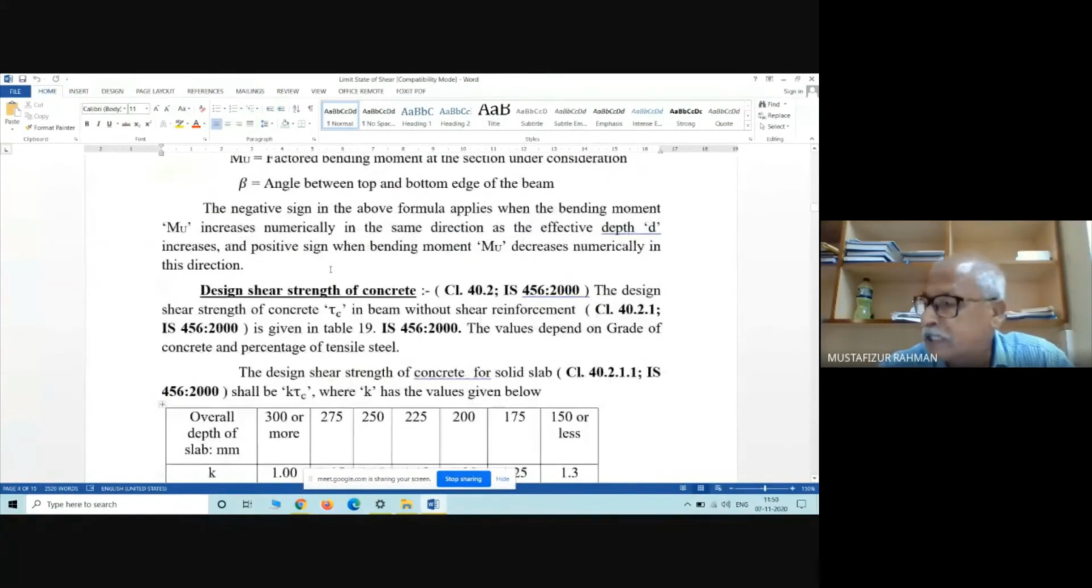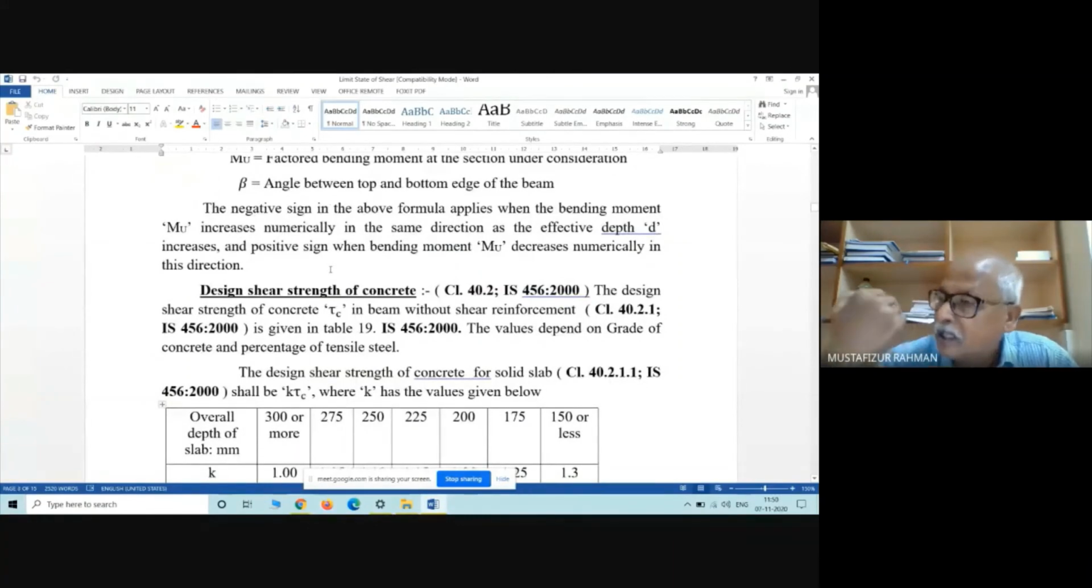Say percentage of steel is 0.2%. So now come here, say 0.2%. It is not here, there is 0.15 and 0.25. So somewhere by interpolating we can find out. If we take say 0.25%, for M20, that is 0.36. That means 0.36 Newton per millimeter square is the capability to resist the shear, the resisting capacity of this particular section. Now, that means we know this tau V and tau C.